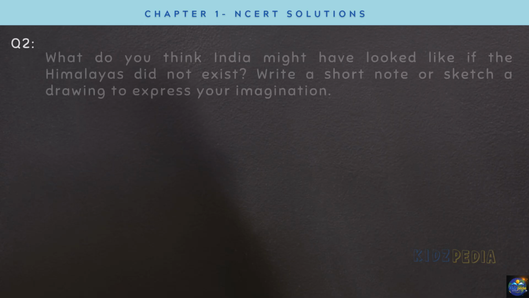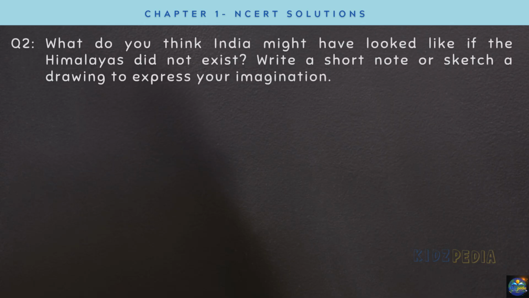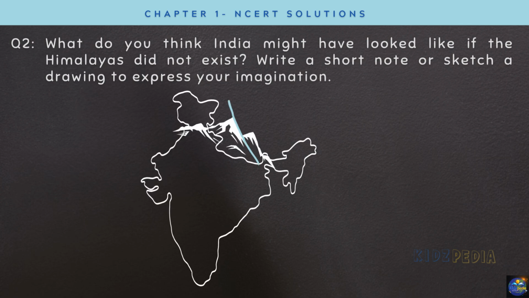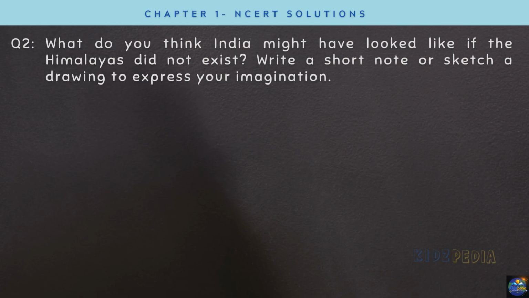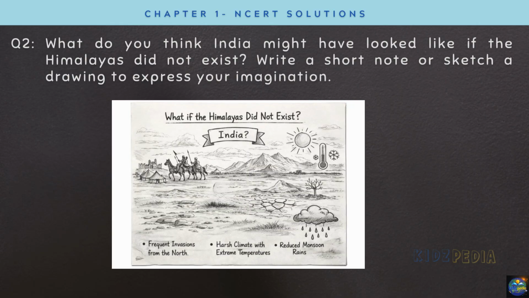Next question. What do you think India might have looked like if the Himalayas did not exist? Write a short note or sketch a drawing to express your imagination. So, you need to imagine India without the Himalayas. Himalayas are the tallest mountains in the world and play a very important role in India's climate, rivers and protection. You have to think about how life, rivers and climate might be different if these mountains were not there. You can either write a short note or draw a simple sketch to show your imagination.